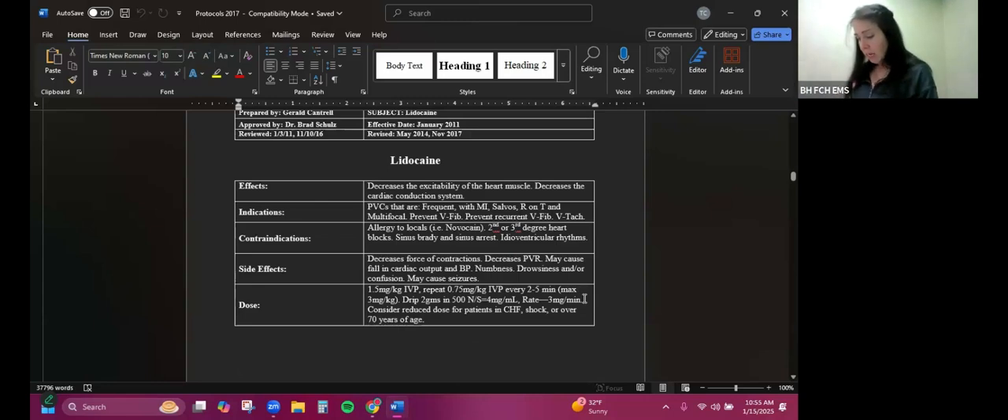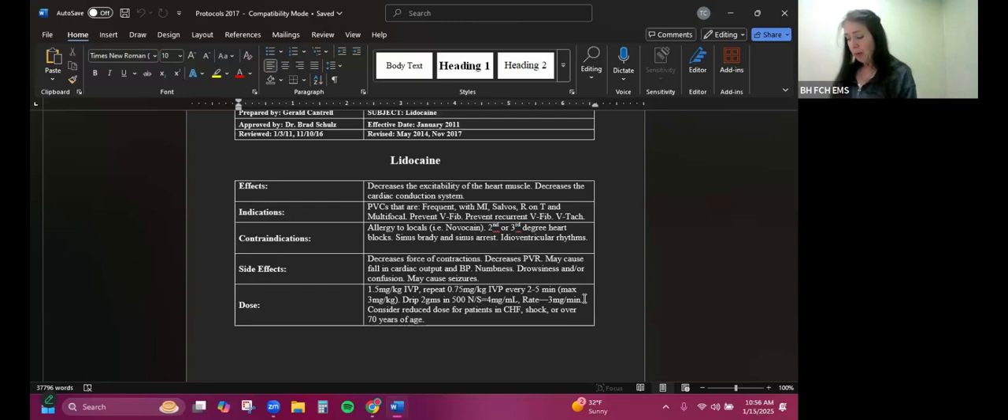All right, let's move on to lidocaine. Lidocaine, we're all familiar with lidocaine. It decreases excitability of the heart muscle and decreases the cardiac conductive system. Your indications are frequent PVCs with an MI, salvos, R on T, multifocal, and to prevent VFib, prevent recurring VFib and VTach. Your contraindications are allergy to the local anesthetics like Novocaine, second and third degree heart blocks, sinus brady, sinus arrest, and idioventricular rhythms; you don't want to give lidocaine for those.